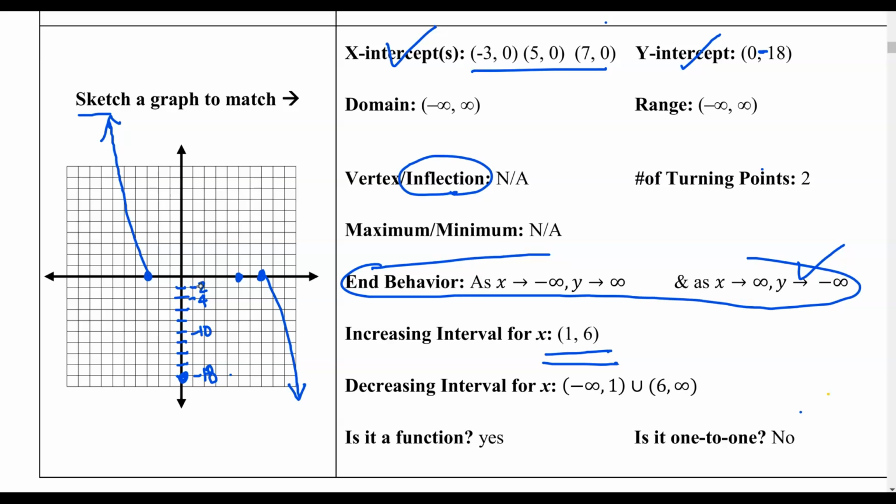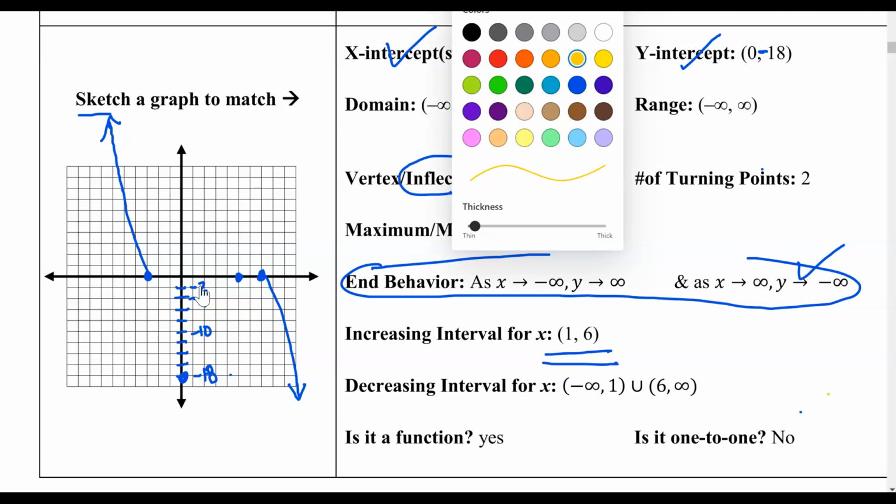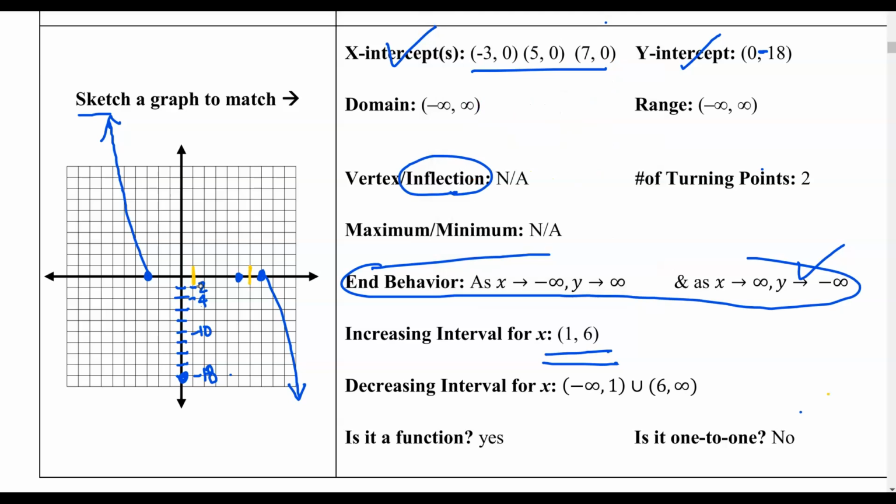And now this increasing interval is only between 1 and 6. So what I'm going to do is get a different color pen and mark 1. It's right here. So I have an idea of where 6 is right there. So if it's only increasing from 1 to 6, how about this? Make a dot right there because that's where 1 is and 6 is. And I'm going to go just like that. Okay, so that's increasing.